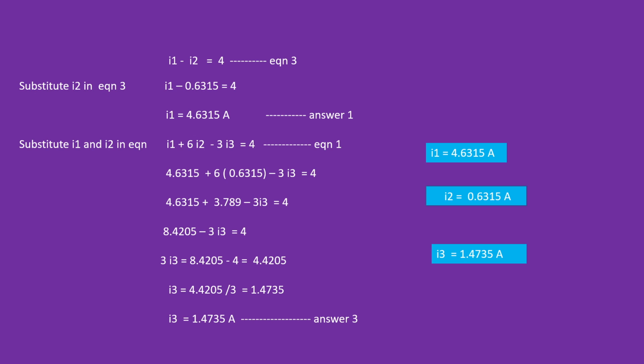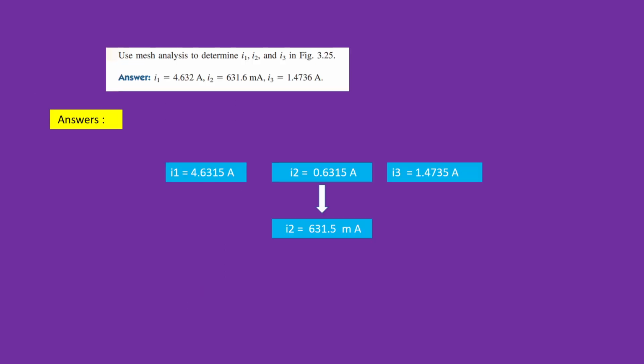So we got all three answers. Now we'll verify our answers with the answers given in the book. I1 is given as 4.632, and here we get 4.6315. It's okay, if you approximate it to the nearest value, we will get 4.632. And I2 is given as 631.6 milliamps. Here we have written it in amps, so if you convert it into milliamps, you will get 631.5. It's also good. Then I3 is given in the book as 1.4736, and we got 1.4735 amps. Yes, we got the answers. Okay, thank you.